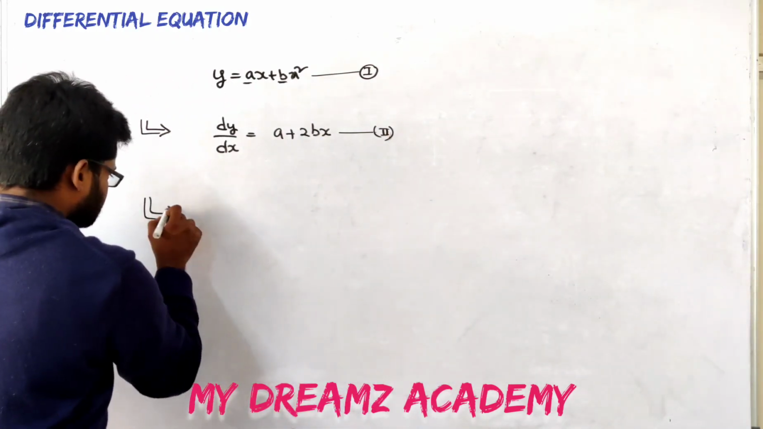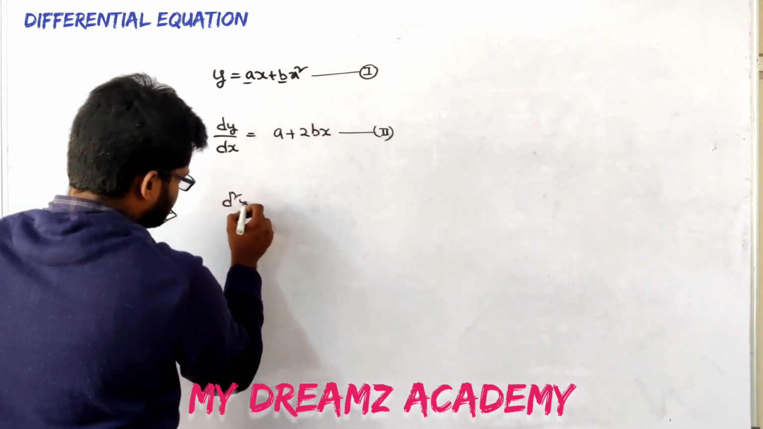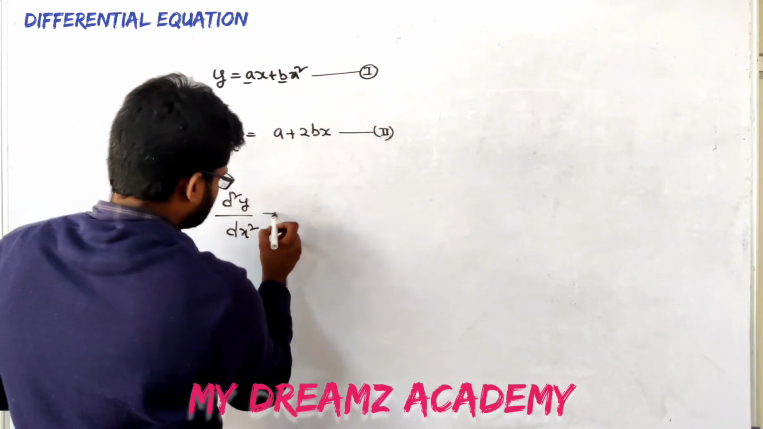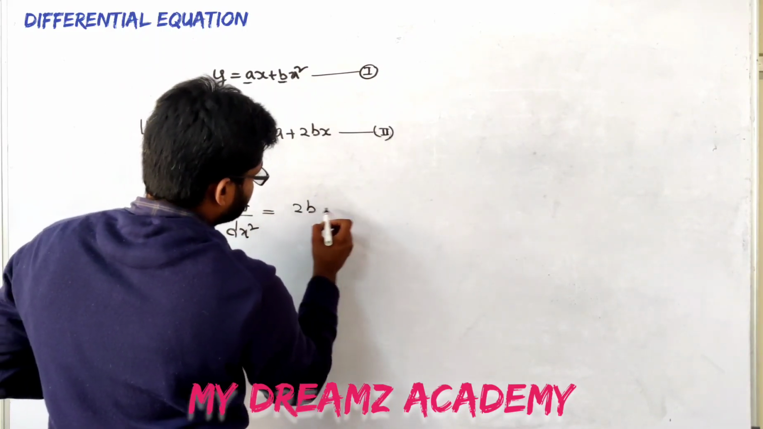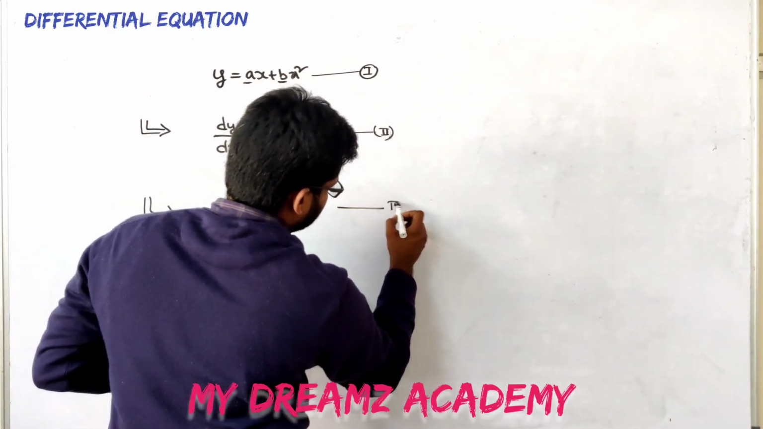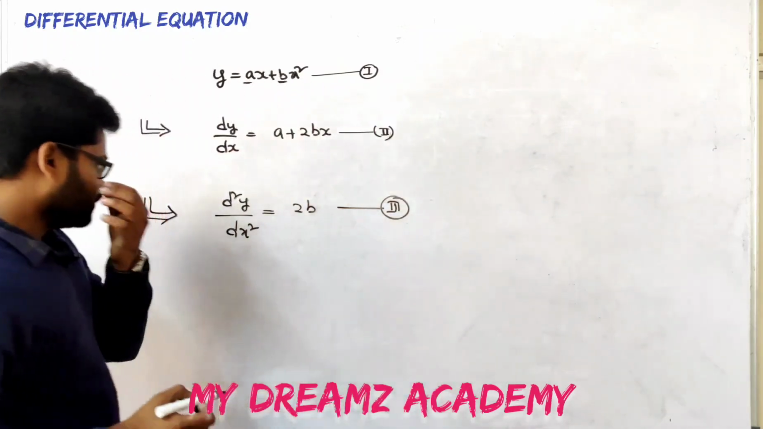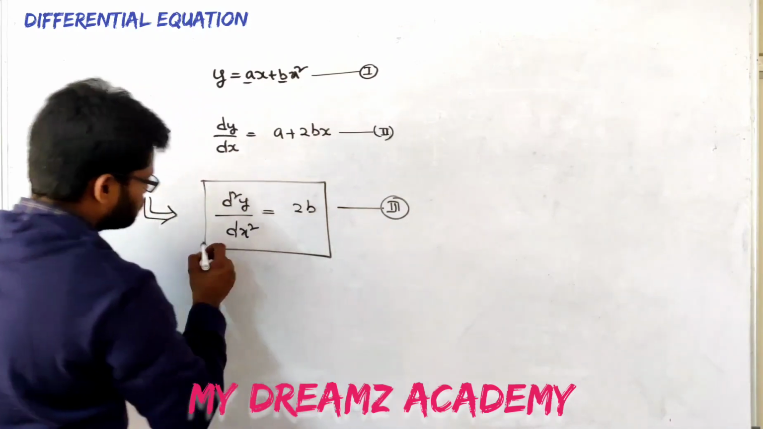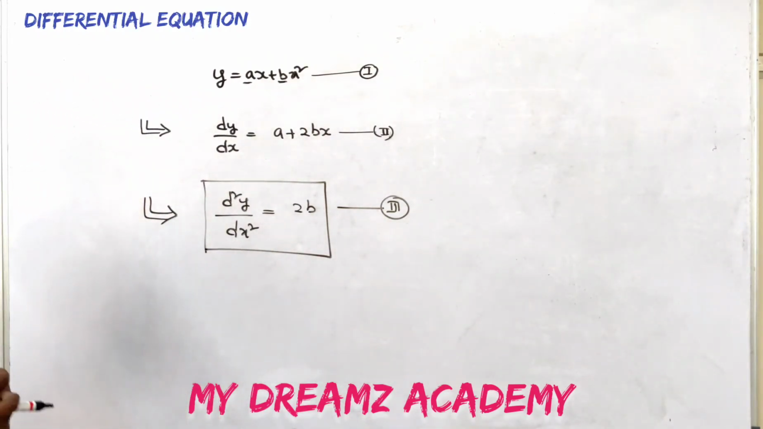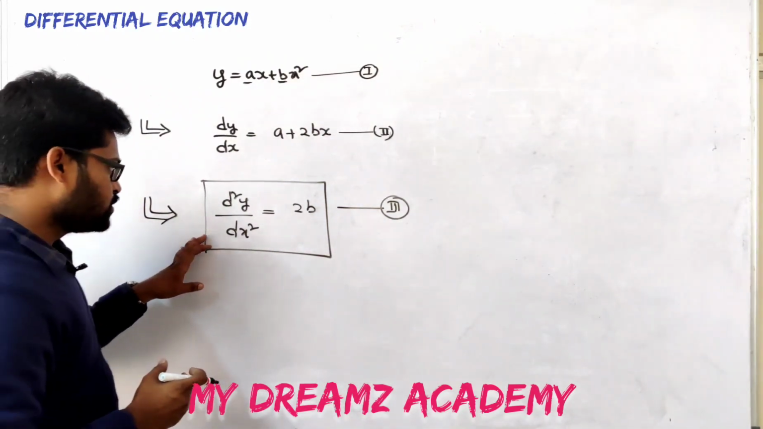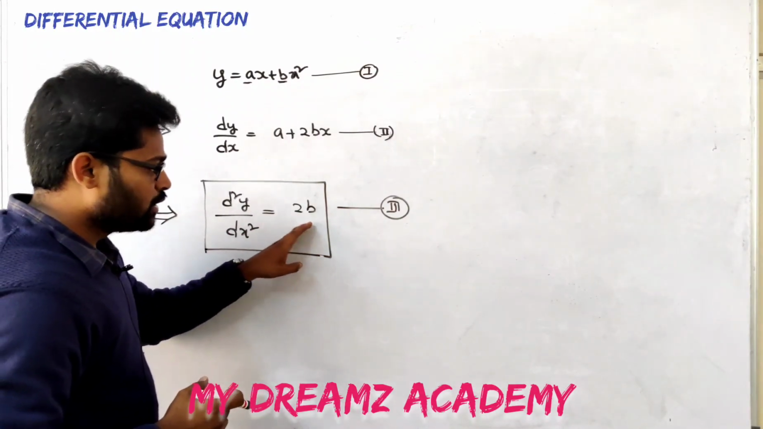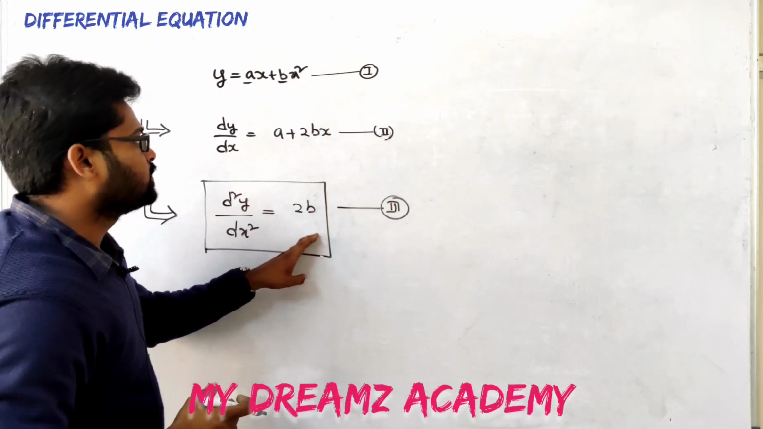Again do the differentiation. d square y by dx square is equal to 2b. This is equation number 3. Generally people think that this is the solution, but this is not the solution. Why? The solution should not contain any arbitrary constants. We need to eliminate these arbitrary constants.